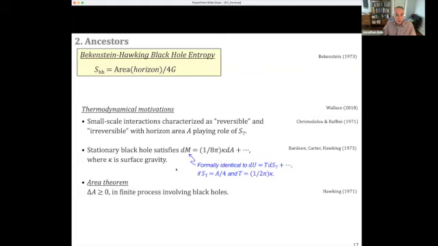And then stationary black holes satisfy a formula that is formally similar to the first law of thermodynamics, provided, again, we identify the area of the event horizon with thermodynamic entropy and the surface gravity of the event horizon with thermodynamic temperature. The argument for this was given in the famous article by Bardeen, Carter, and Hawking on the laws of black hole mechanics in '73. And then finally, there's Hawking's area theorem in general relativity that states that in finite processes involving black holes, the change in area of the event horizon has to be greater than or equal to zero. The analogy here is with the second law of thermodynamics.